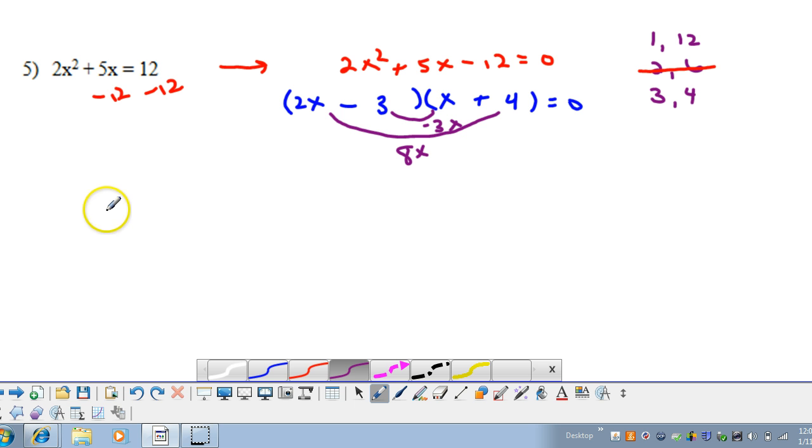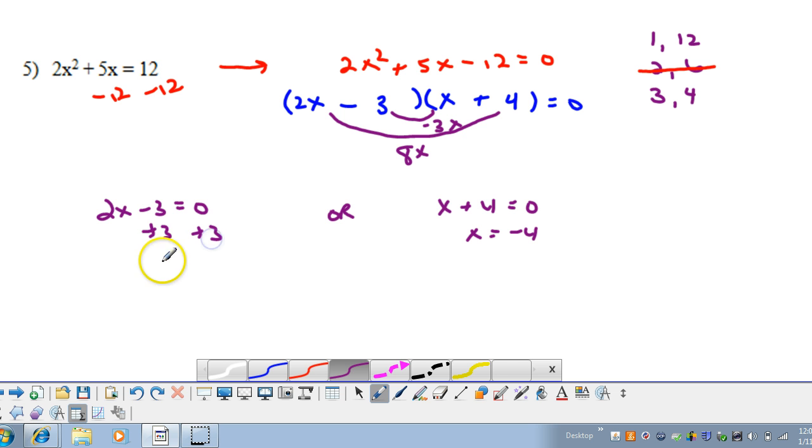So our two factors end up being 2x minus 3, and we would set that equal to 0, or x plus 4 equals 0. This one's pretty easy to solve by subtracting 4 from both sides. This one we'll have to actually do 2 steps to solve for x. We'll add 3 to both sides, so we'd have 2x equals 3, and then to get the x by itself we'll divide by 2. So there we'd have x equals 3/2. We will continue to look at solving equations by factoring in class tomorrow.